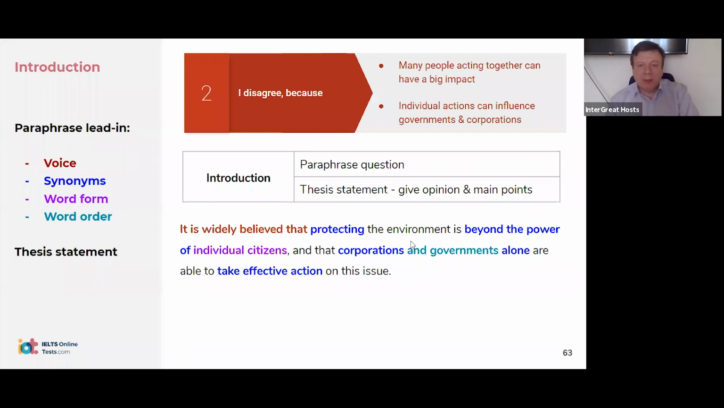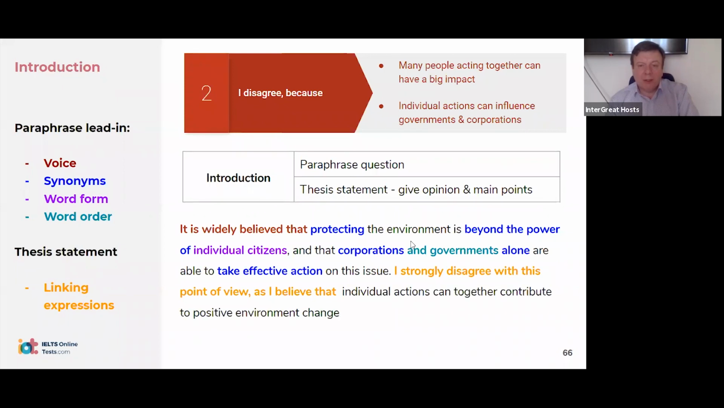So let's have a look at our thesis statement. So we'll use a linking expression here. So as I mentioned earlier, you can strongly disagree. So I strongly disagree with this point of view, as I believe that individual actions can contribute to positive environmental change, while persuading governments and companies to protect the natural world.